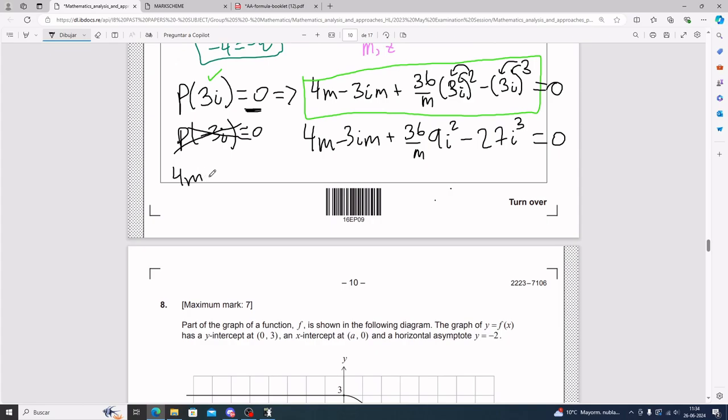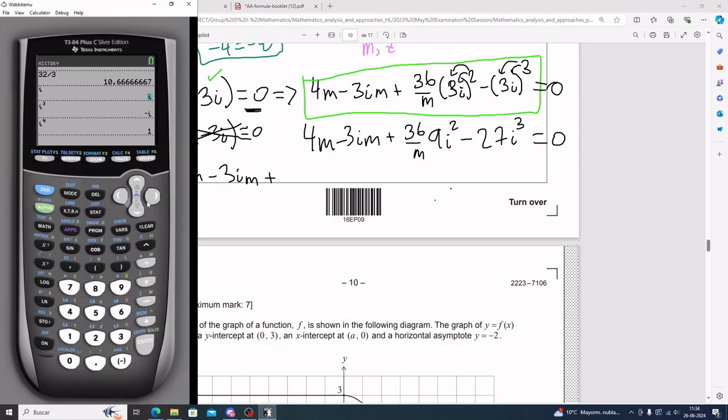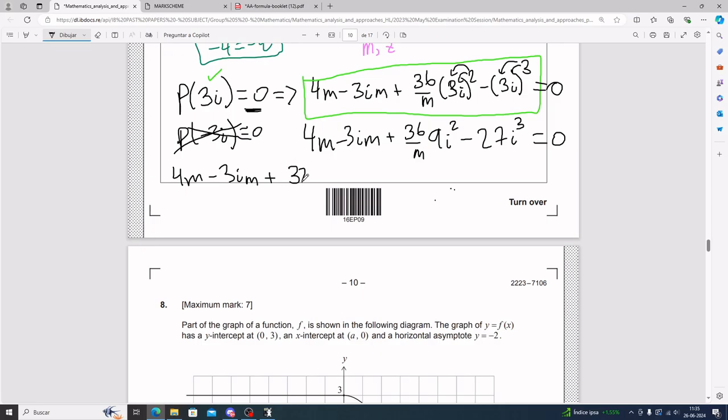So from here, you can end up with 4m minus 3im plus 36 times 9, which, if you take your time and do it without a calculator, you're going to have to do yourself, but 36 times 9, I think, was 324. There it is. So you end up with plus 324 times I squared divided by m. Now, I squared we did say was -1, so over here, it just turns into minus 324, right? And this last number ends up as 27I cubed.